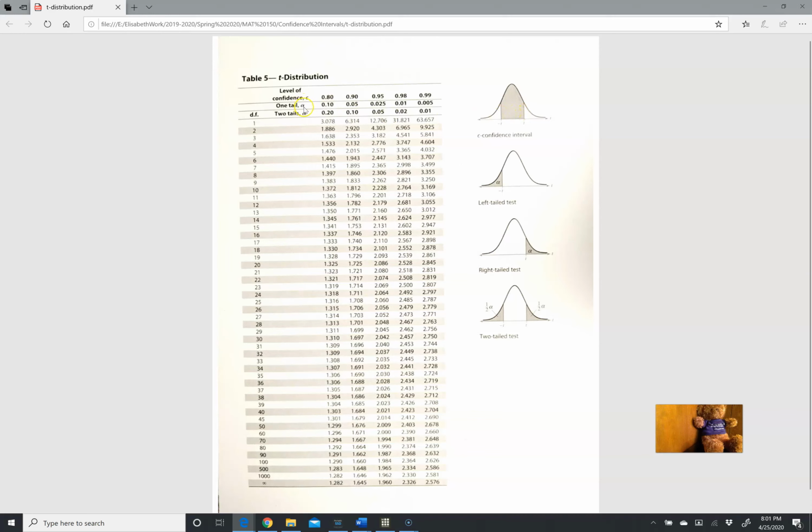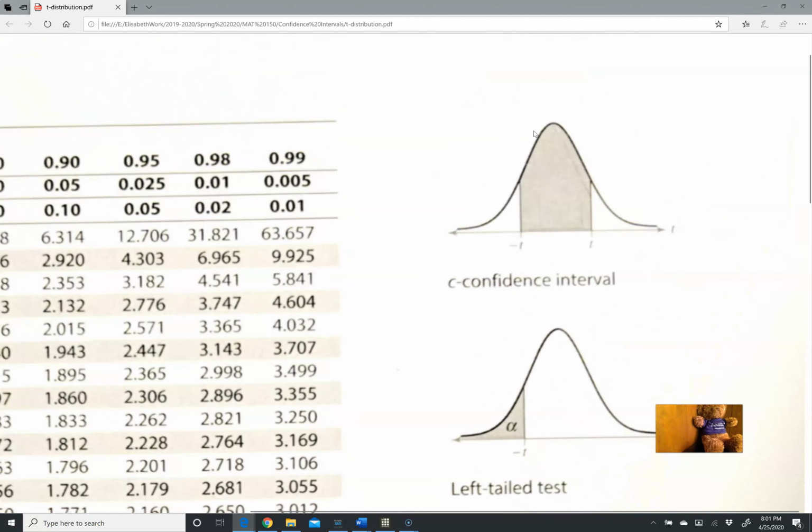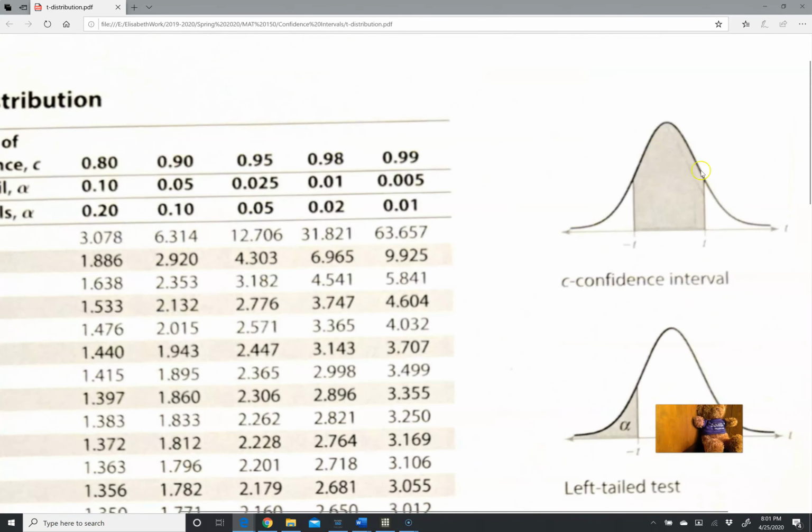Then the one tail versus two tails is saying, well, if the area in the interval is 80%, then the area remaining under both tails is 20%, and under one tail, it's only 10%. This one is saying the area in the interval is 90%. Okay, notice your interval goes from negative t to t. I don't know if that's hard to see here. Okay, I'll magnify it. Your area here goes from negative t to t.